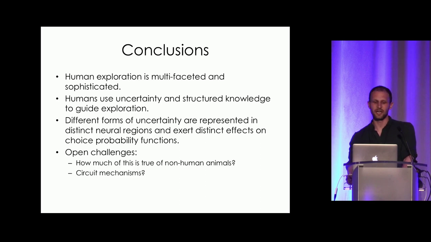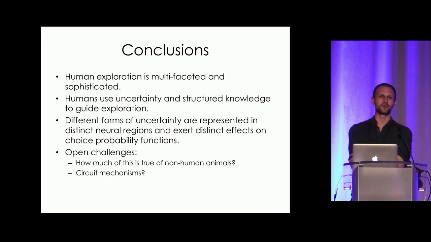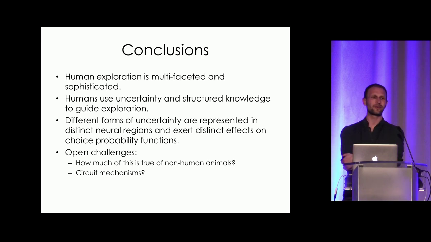Now, there's a bunch of open challenges. One, which I invite you to consider, is how much of this is true of non-human animals? I'm sure many of you will have the reaction that, well, maybe they have uncertainty bonuses, but they definitely don't do the kind of theory-based exploration that we show in humans. But I would contend that they probably do something like that, because I think that objects are primitive of vertebrate cognition, just in the same way that they are of human cognition.